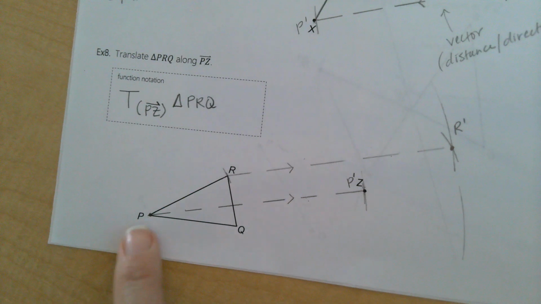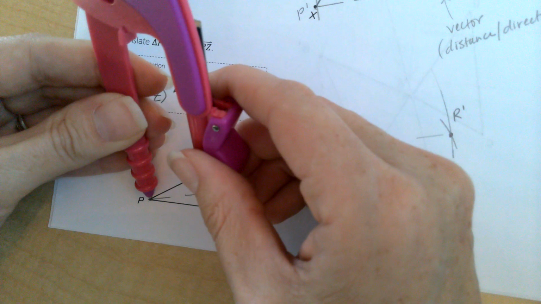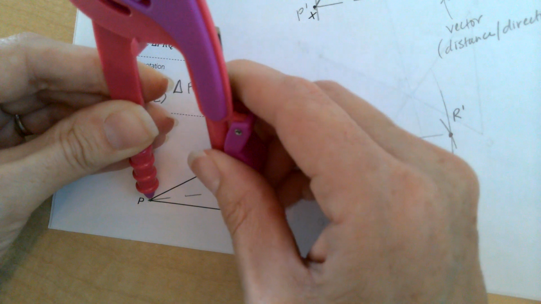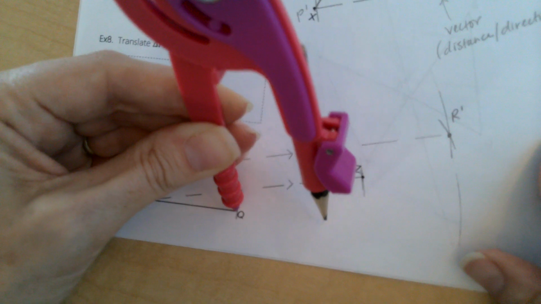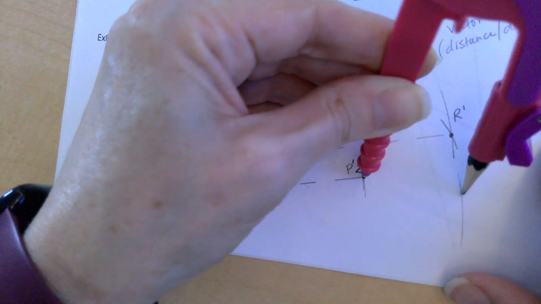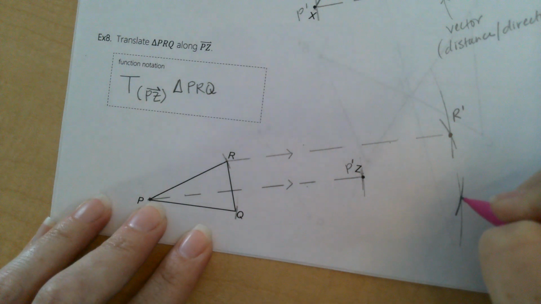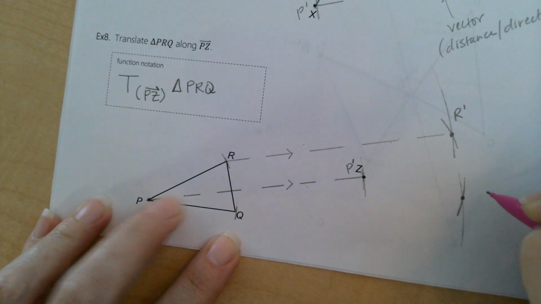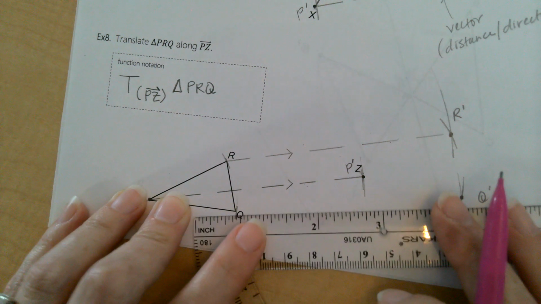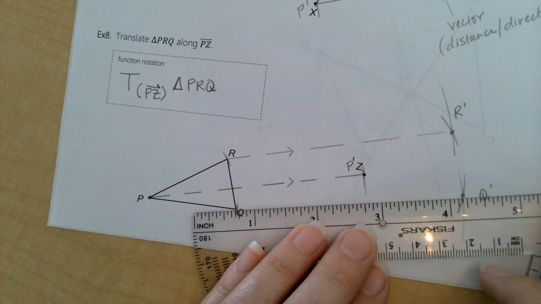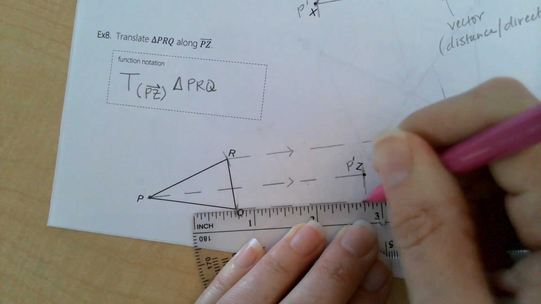Okay. Now, PQ has to be congruent to P prime Q prime. So I need to measure PQ. So I measure PQ and put it on P prime. Measure that. Put my point. It's going to be Q prime. If I drew the vector, it should look parallel to my other vectors.